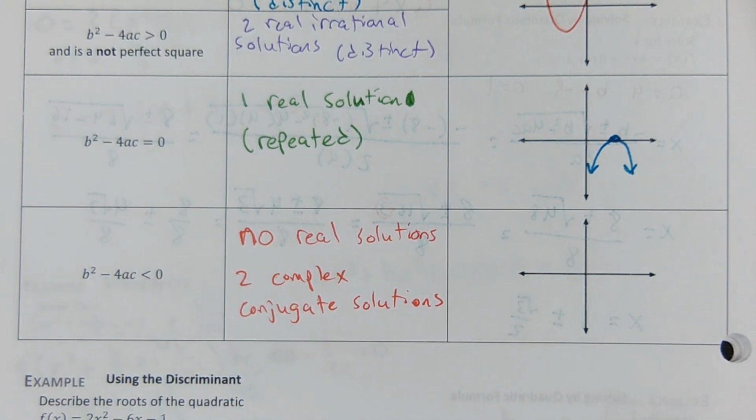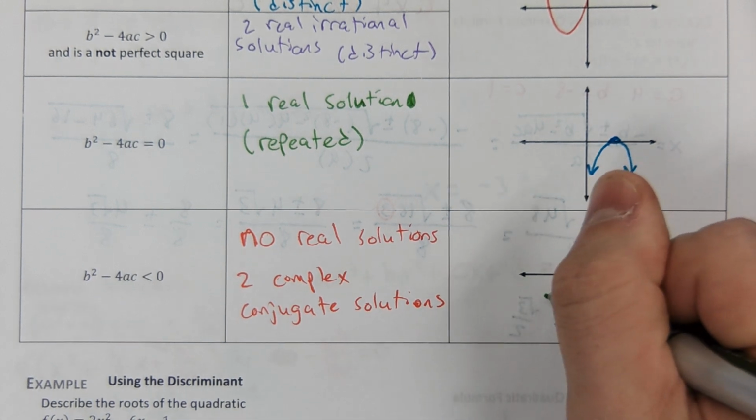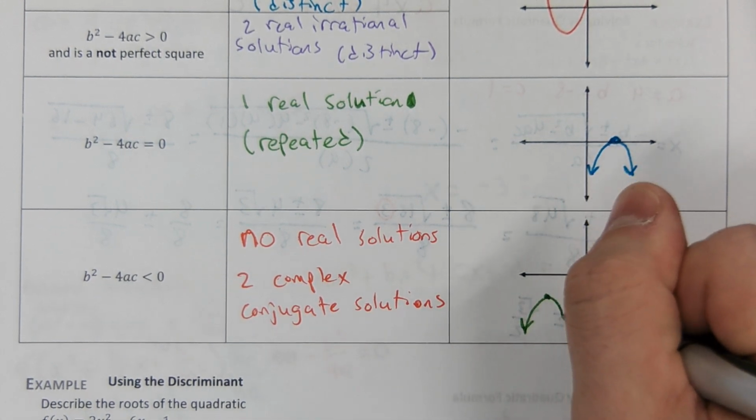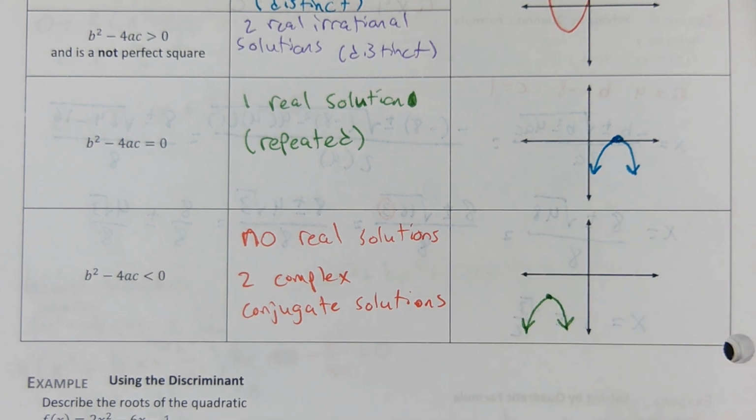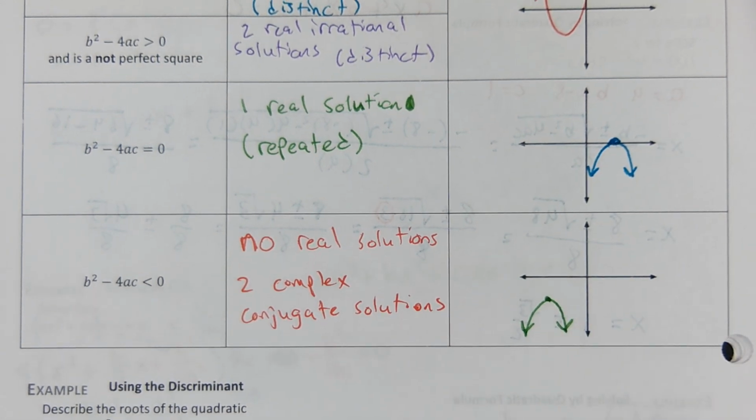Yes? Does that mean the parabola is just not anywhere near the graph? It's just floating in an area. When you say it's just floating in the area, be more descriptive. Tell me what's its relationship with the x-axis if there's no real solutions? It's under it. If it's under it, which way does it have to point? So what you're trying to say is it doesn't cross the x-axis. So it could be under it and point down, or it could be above it and point up. Yep. All right.